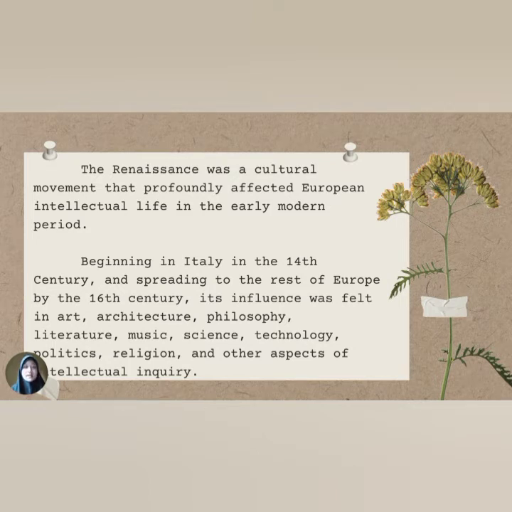The Renaissance was a cultural movement that profoundly affected European intellectual life in the early modern period, beginning in Italy in the 14th century and spreading to the rest of Europe by the 16th century. Its influence was felt in art, architecture, philosophy, literature, music, science, technology, politics, religion, and other aspects of intellectual inquiry.